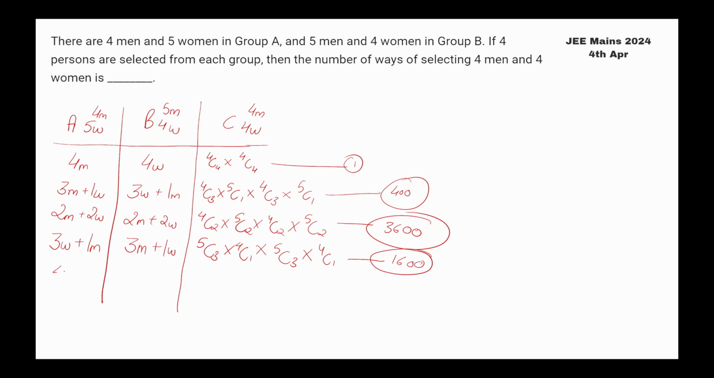Then I can have all 4 women from here. I can have 4 men from here. So this would become 5C4 into 5C4. So this would give us 25 basically. So these are all the possible cases.